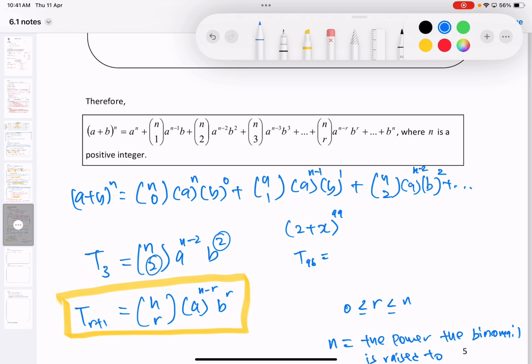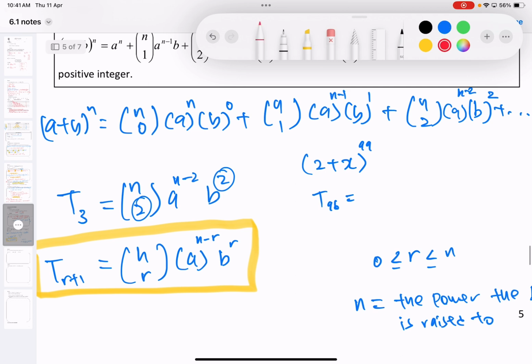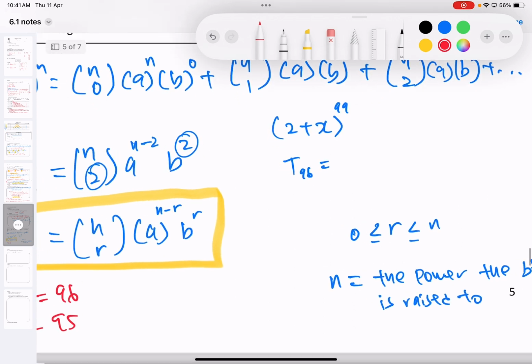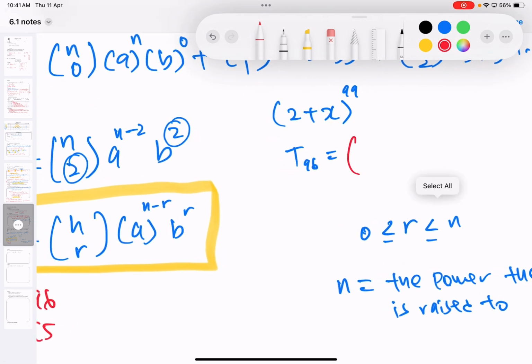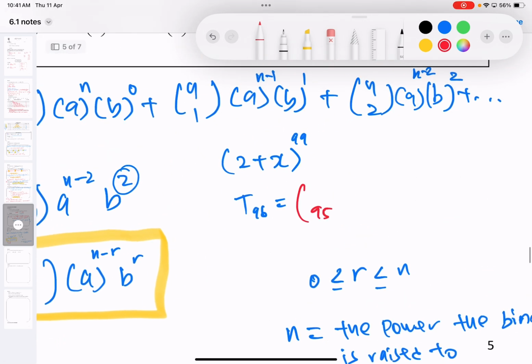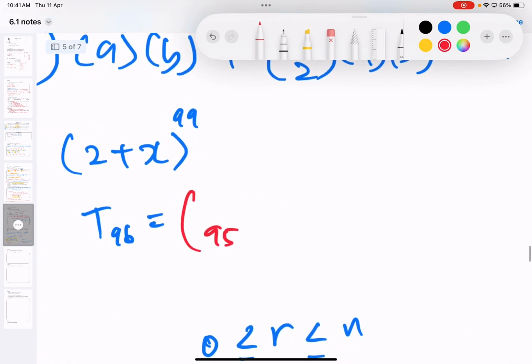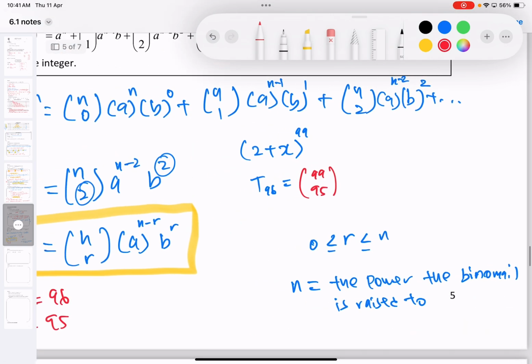You want to find the term 96. The formula is for T R plus 1. So the first thing you are going to do is ask yourself, if R plus 1 is equals to 96, then what is your value of R? 95. So in this formula, you just need to replace the R with 95. And what is your N in this case? What power is the binomial raised to? 99. Alright, so you just need to substitute this.